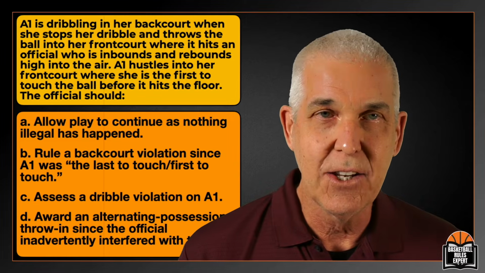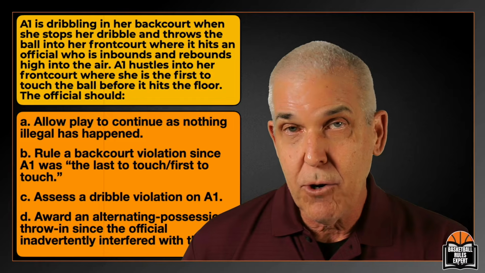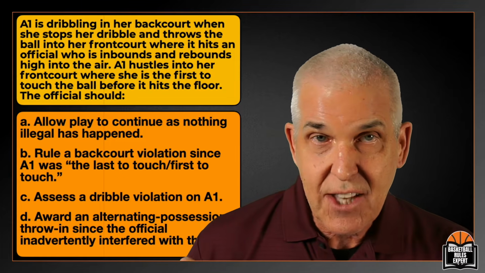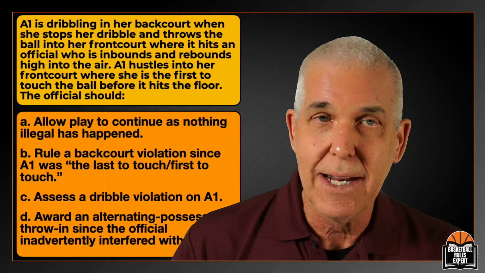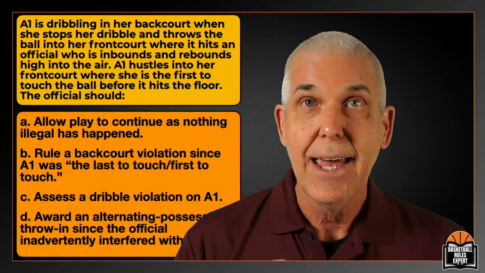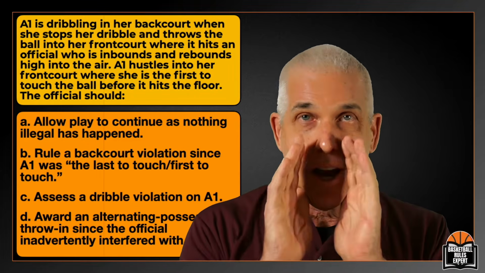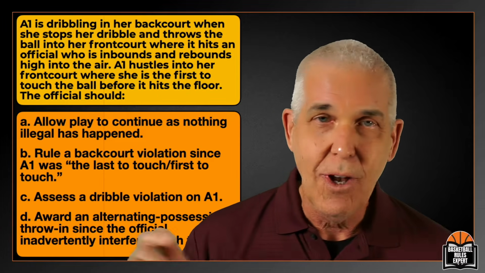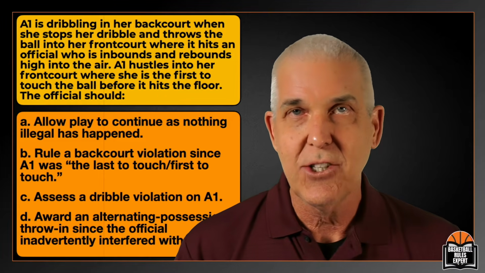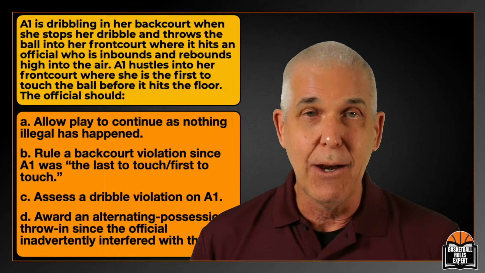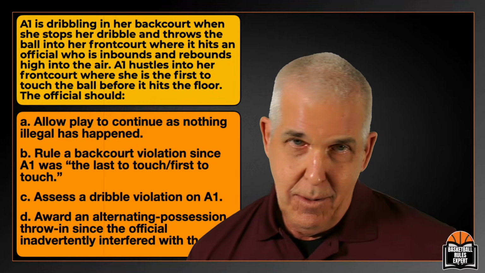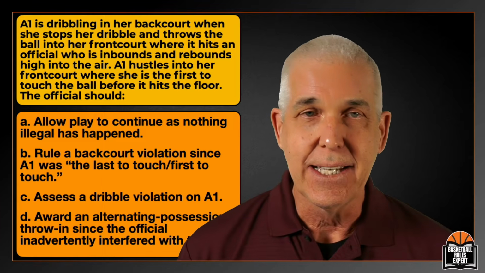Well, that's a fine how do you do. So A1 dribbling in her backcourt. She stops, terminates her dribble, throws the ball into the front court where it hits an official who is inbounds, and the ball rebounds high into the air. Sorry, ref. Right? She runs into the front court and catches the basketball. Is this legal by rule? Oh, merciful heavens. More processing.